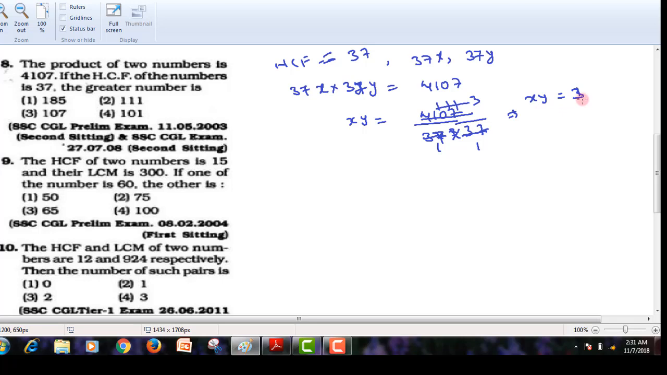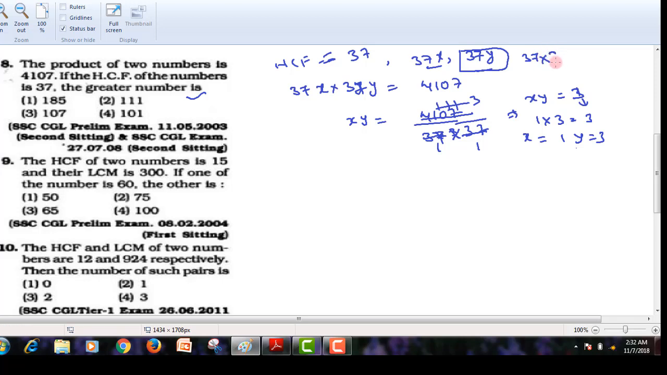That means we have to write 3 as a product of two co-primes. So we can factorize 3 in only one manner, that is 1 into 3 or 3 into 1. So suppose x is equal to 1 and y is equal to 3. What they ask here is the greatest number. So the required numbers must be in the form of 37x and 37y. Which number gives you the greater value? That is 37y. Just substitute the value of y as 3 in 37y.